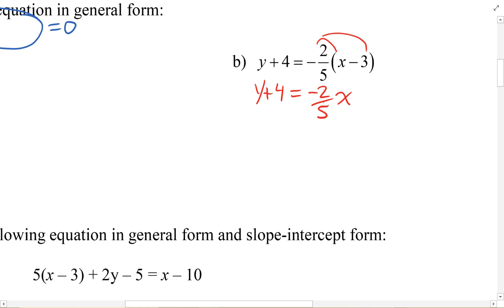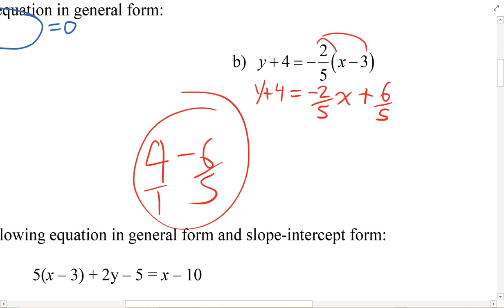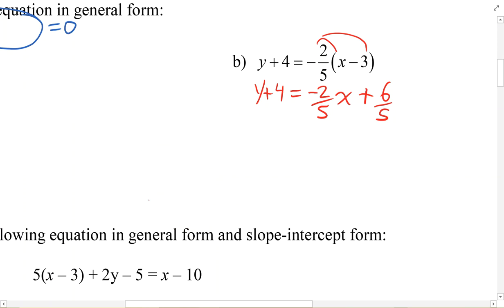-2/5 times x, and then we get positive 6/5. Okay. So, you guys want to know the easy thing? We have to get rid of the fractions, don't we? So why don't we get rid of the fractions now? Unless you want to go find out 4 minus 6/5. If you want to do that, go ahead. But then you'd have to get a common denominator and all that jazz. It's a lot of work. So let's get rid of our fractions first because it's going to be a lot easier.